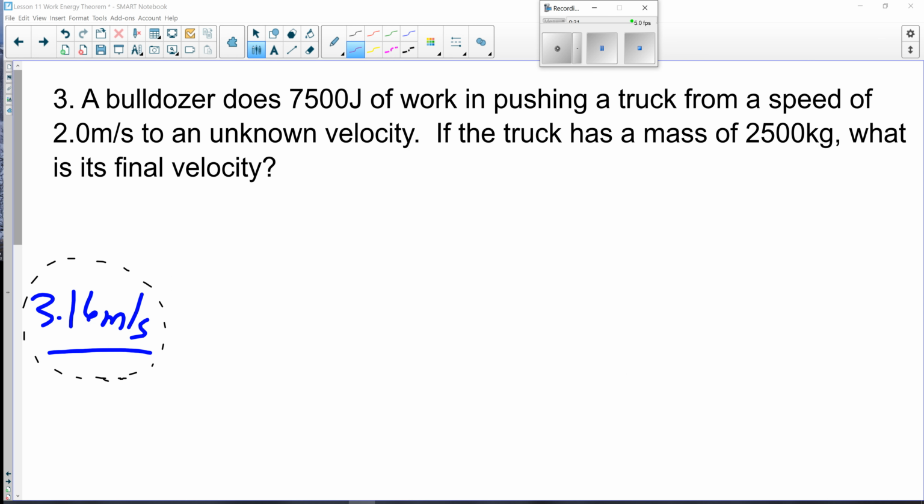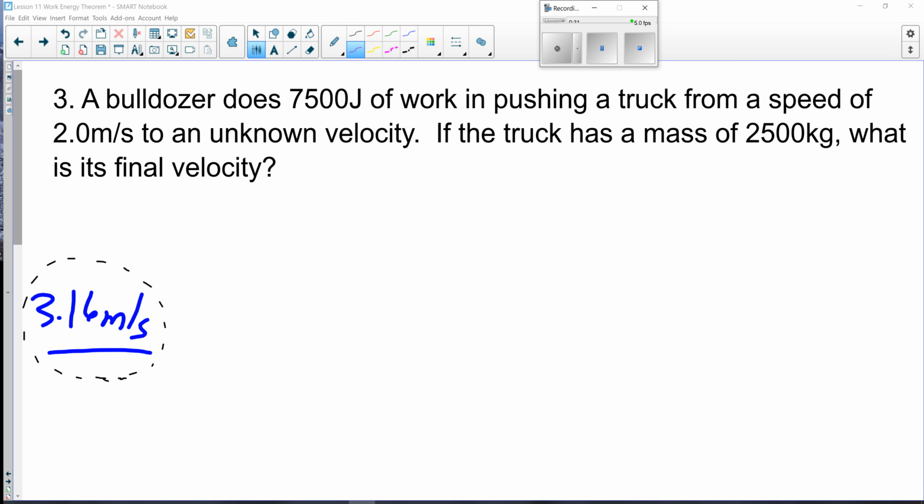Okay, I'd like you guys to try this one. The answer is there. It's 3.16 meters per second, so you'll know if you did it right or not. I'd like you to try this one about the bulldozer. They tell you the work in this one, which actually makes it easier than the first two that we did, because there's one less calculation here. They're going from a speed of 2 to an unknown velocity. The truck has a mass of 2,500 kilograms, so you're looking for its final speed, really, it's not velocity. Give that one a try. I'll give you some time on that.